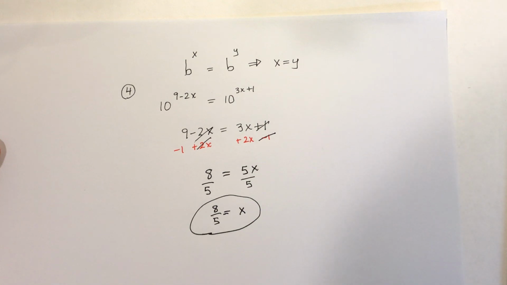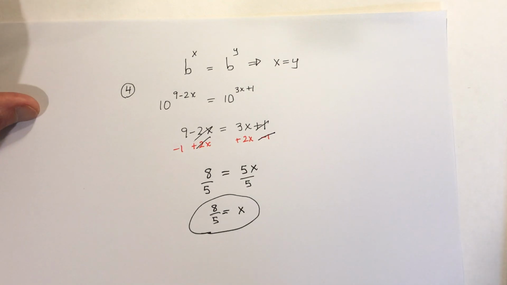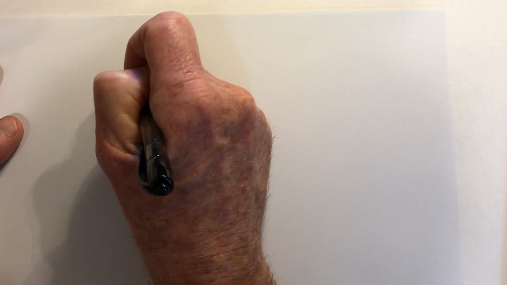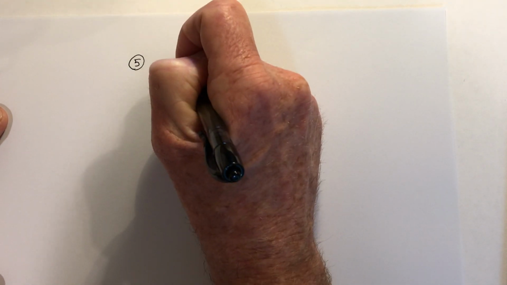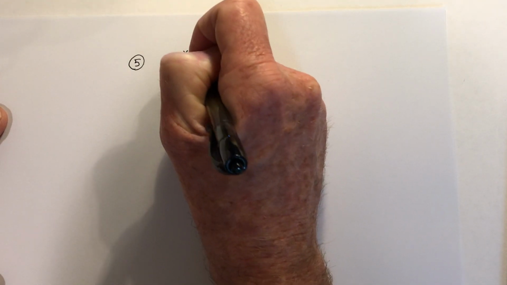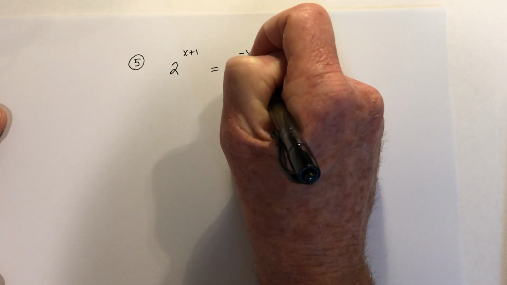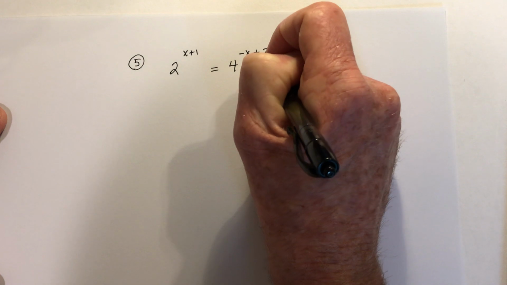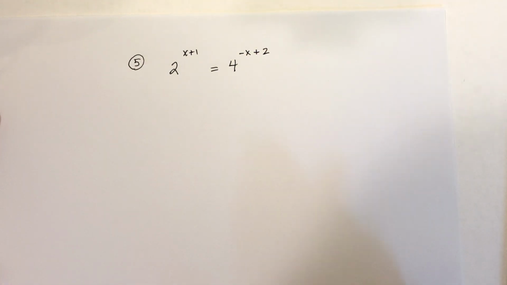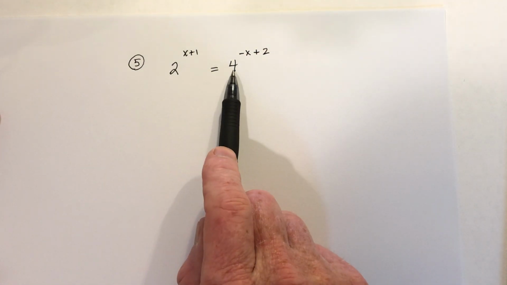Then for the next example, example number 5. What if it was 2 raised to the x plus 1, and then 4 raised to the negative x plus 2? And then you say, but wait, Mr. Perkins, the bases are not the same.